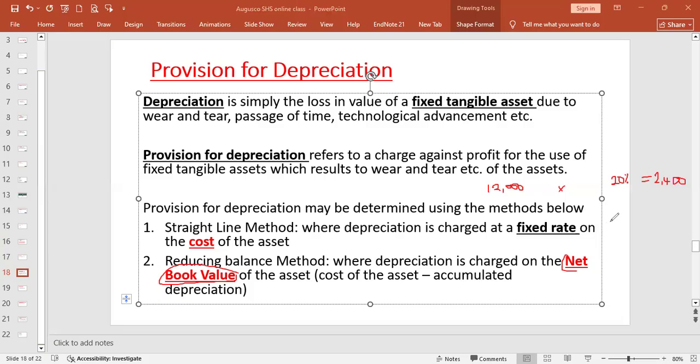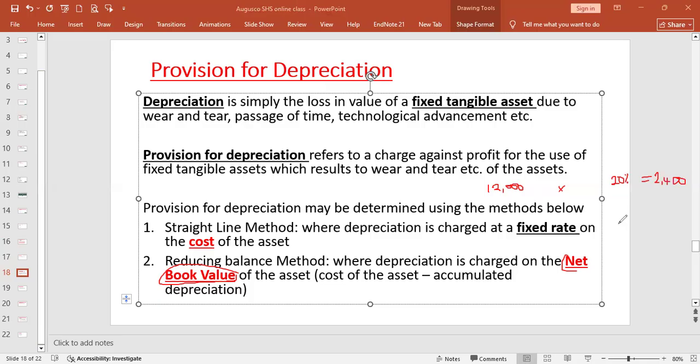So in the second year, it will now be 12,000 minus 2,400 multiplied by 20%. So you have to subtract the previous depreciation. In the third year, it will be the cost minus the depreciation of the second year minus the depreciation of the first year, before you apply the rate. So the reducing balance method suggests that you always subtract the previous accumulated depreciation before you apply the rate.